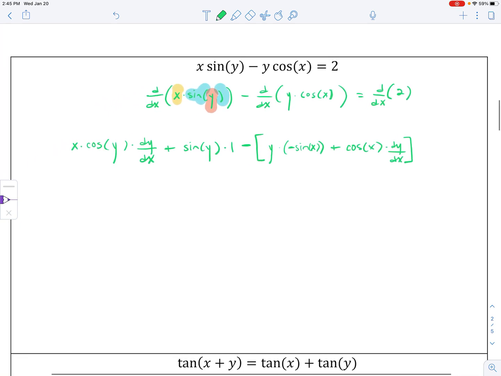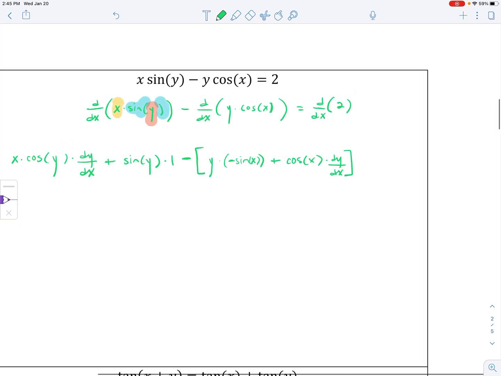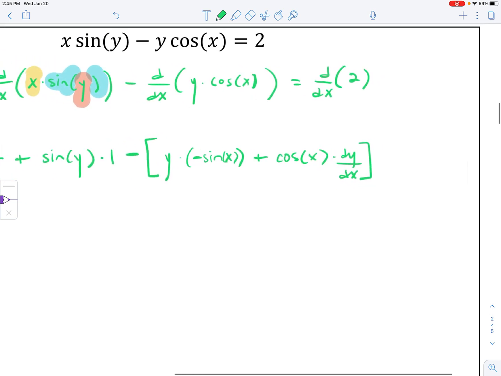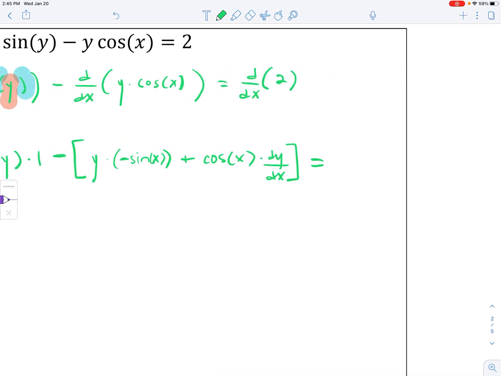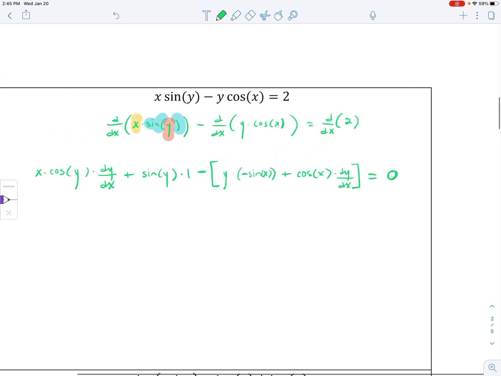So that's why, since I was differentiating with respect to x, I just stated what the derivative was. And then plus the second factor times the derivative of the first factor, equals, and the derivative of the constant 2 will be 0. So I'm going to clean this up. I'm going to distribute the negative to each product in that sum that's in the brackets.